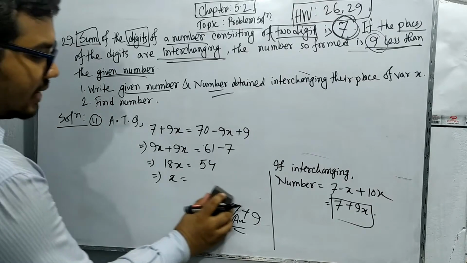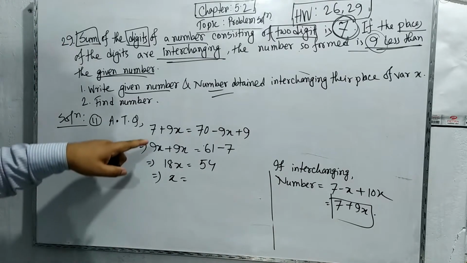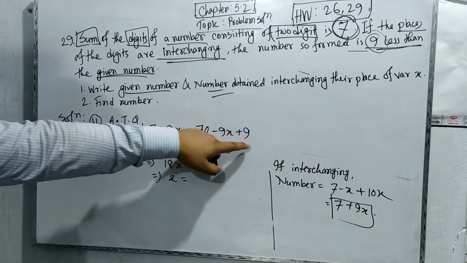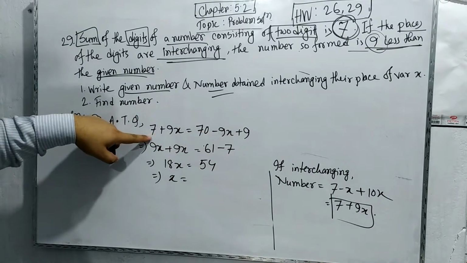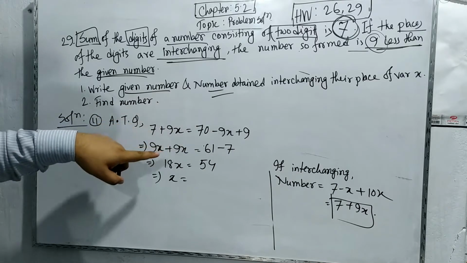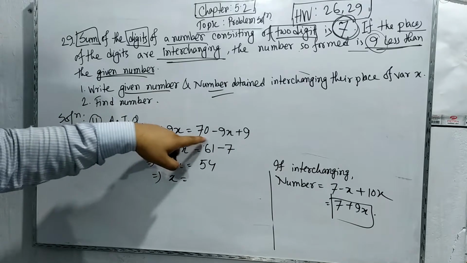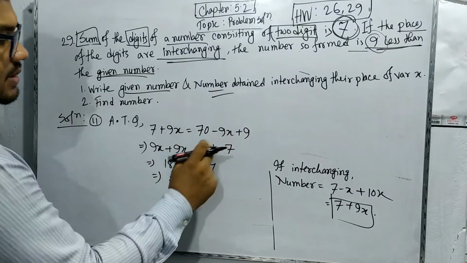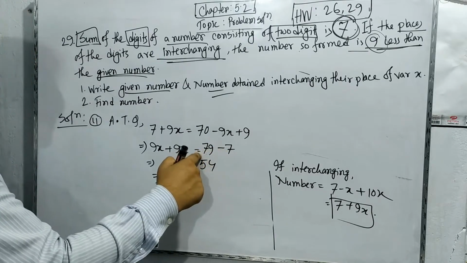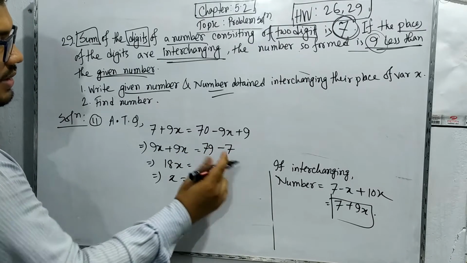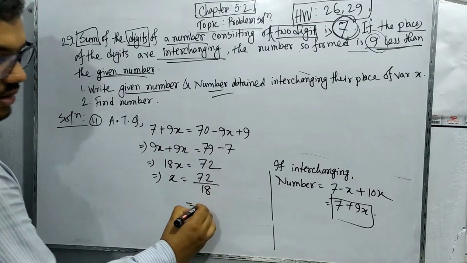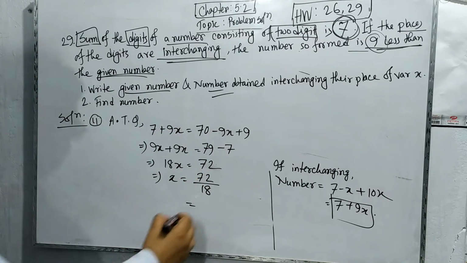I think there is some misconception, because 70 minus 9x plus 9, and here is 7 plus 9x, 7 plus 9x. Okay, so it will be 9x, so 70 plus 9, it will be 79, and 79 minus 7, that is 72. So it will be 72 divided by 18. If we divide this by 2, then we get 4.